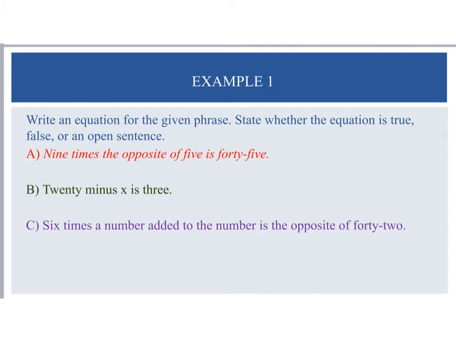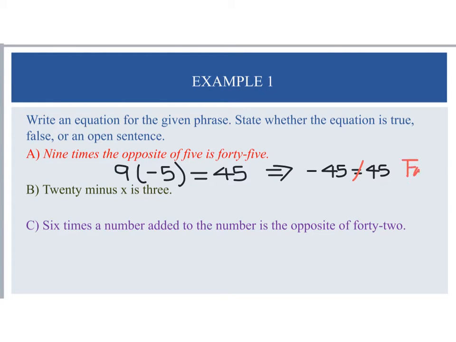For example 1, it says to write an equation for the given phrase. State whether the equation is true, false, or an open sentence. For part A, it says 9 times the opposite of 5, so that would be a negative 5, is equal to 45. Well, 9 times a negative 5 is really a negative 45, and we're saying that is equal to 45, and negative 45 does not equal 45, therefore these are not equal, or it's false.